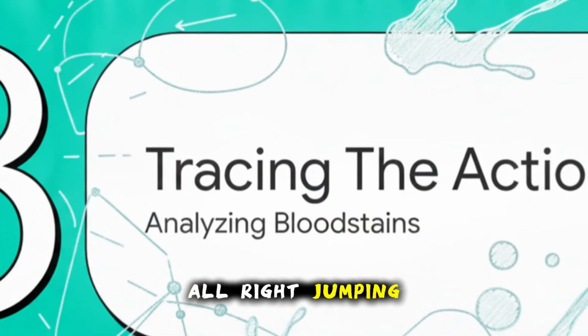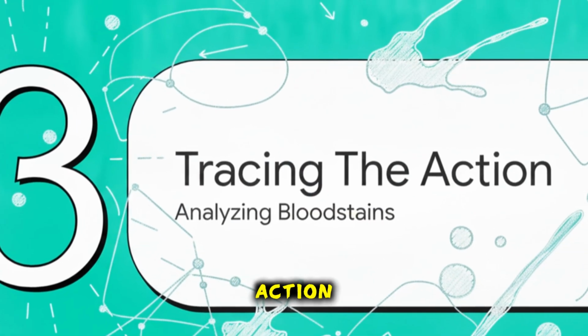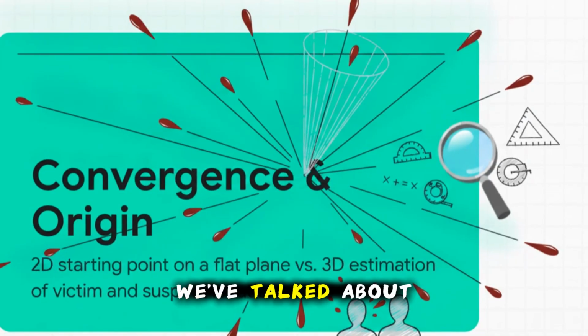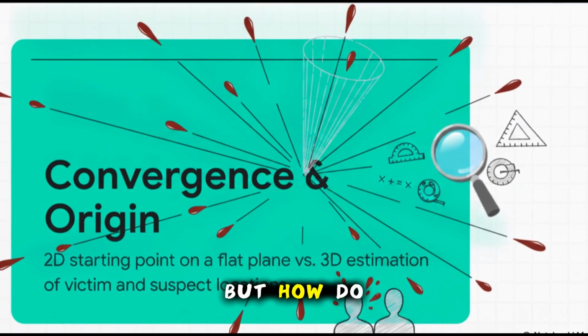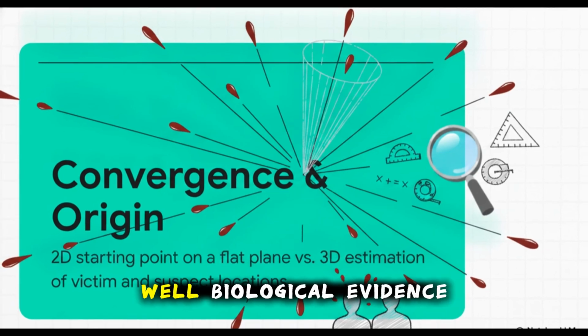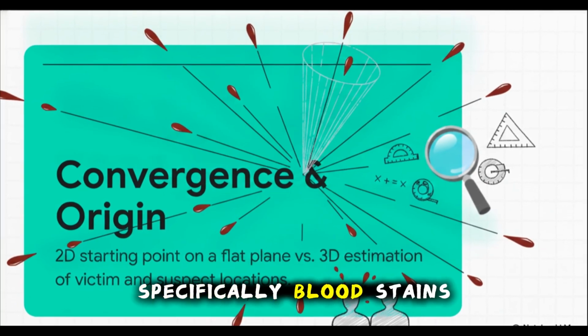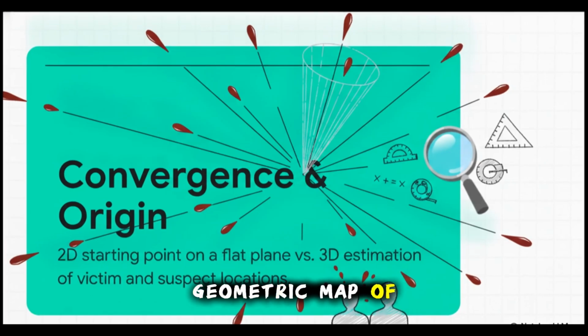All right, jumping into Section 3, tracing the bloody action, analyzing bloodstains. We've talked about freezing the scene and photographing it, but how do we actually see the motion? Well, biological evidence, specifically bloodstains, literally draws a geometric map of the crime.